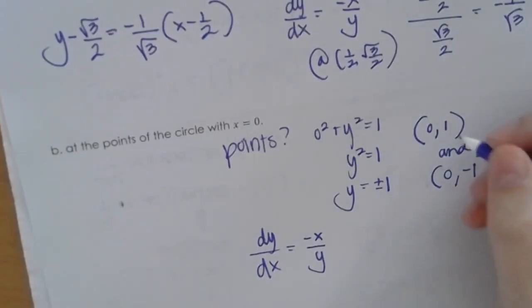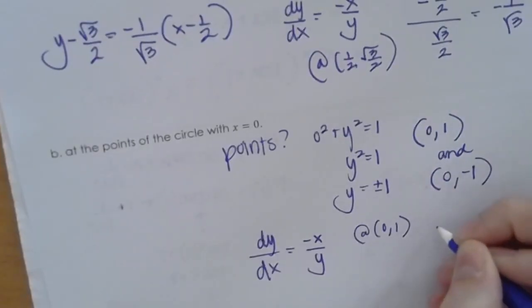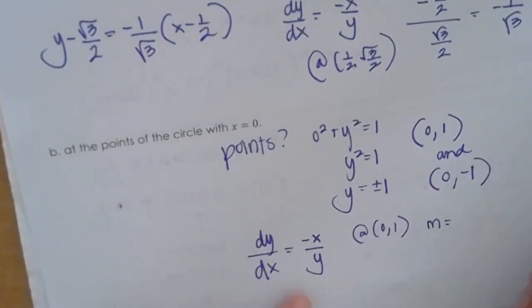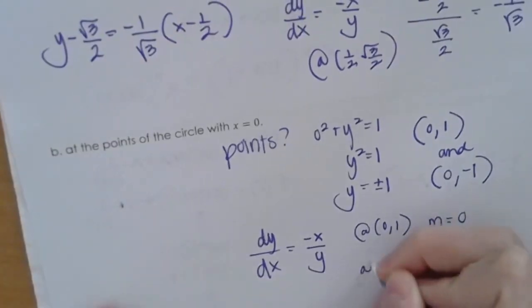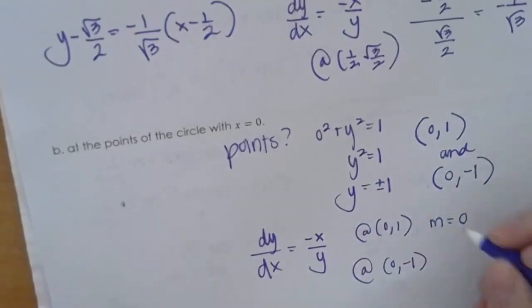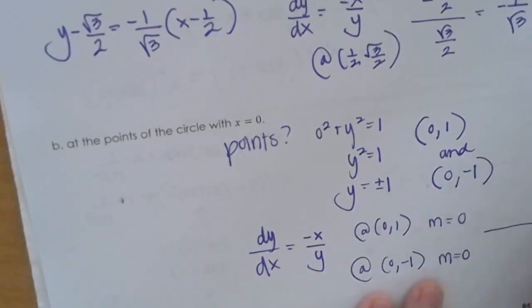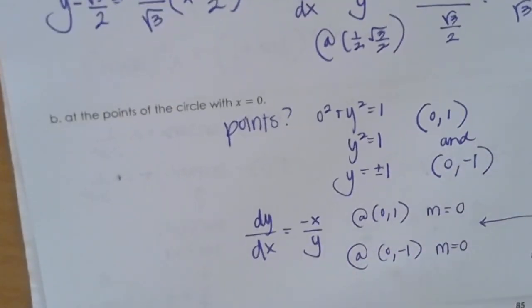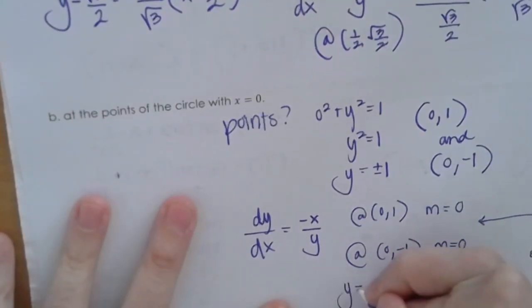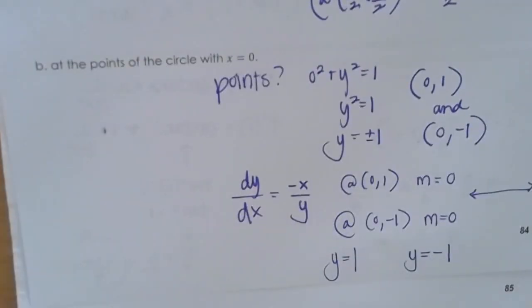Now, at each of these points, at 0, 1, that would have a slope of negative 0 over 1, which is just 0. At 0, negative 1, same thing is going to happen, a slope of 0. So a slope of 0 are lines that look like this. These are our horizontal lines. So the way that we write those equations is just based on the y value. So we have a tangent at y equals 1, and we have a tangent at y equals negative 1. So that was not too terrible.